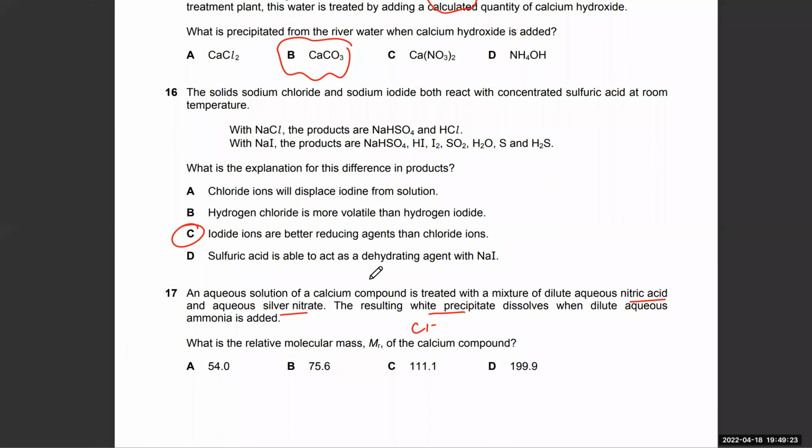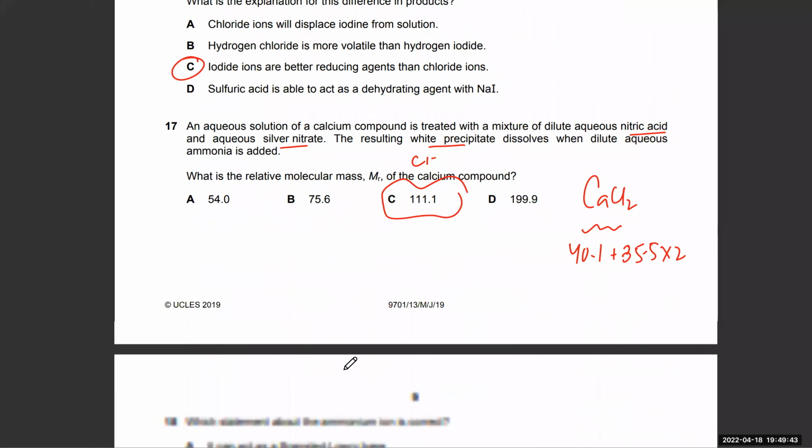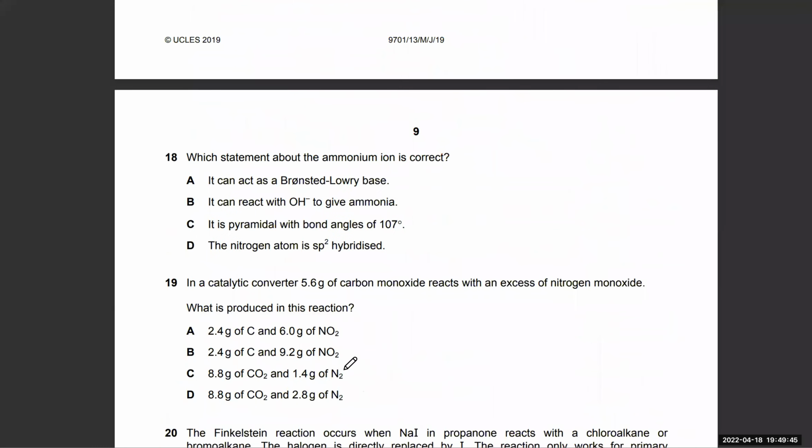So the compound, calcium compound, is going to be calcium chloride. And you have to figure out the MR of this thing. So it's going to be 40.1 plus 35.5, and that's going to be multiplied by 2. So I think that's going to be C. Yes, 111.